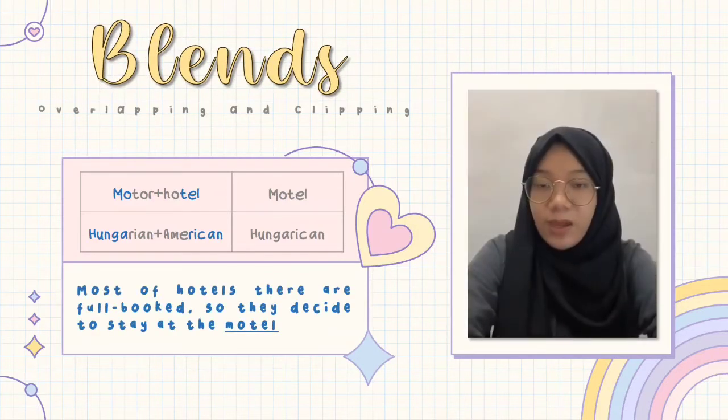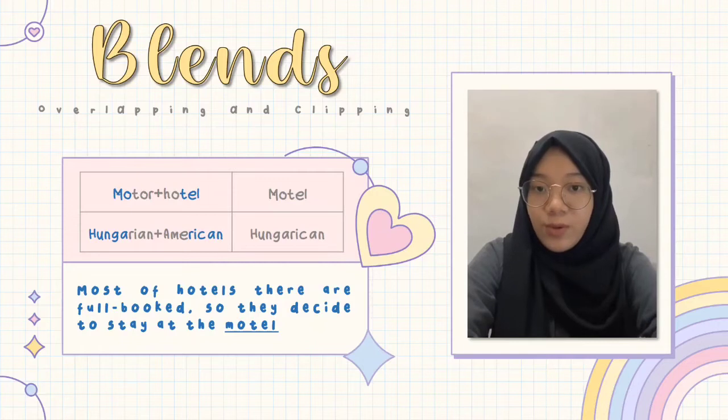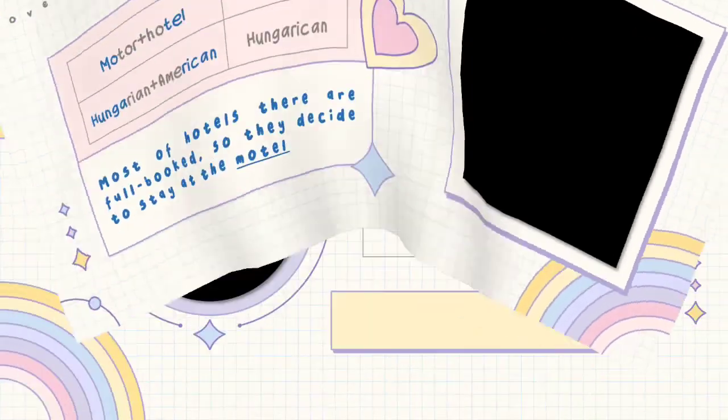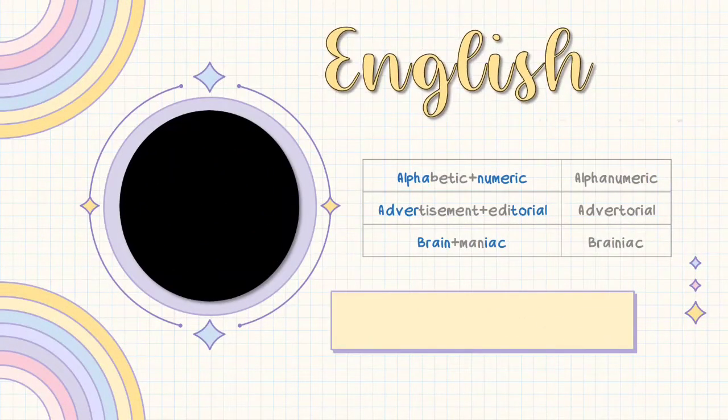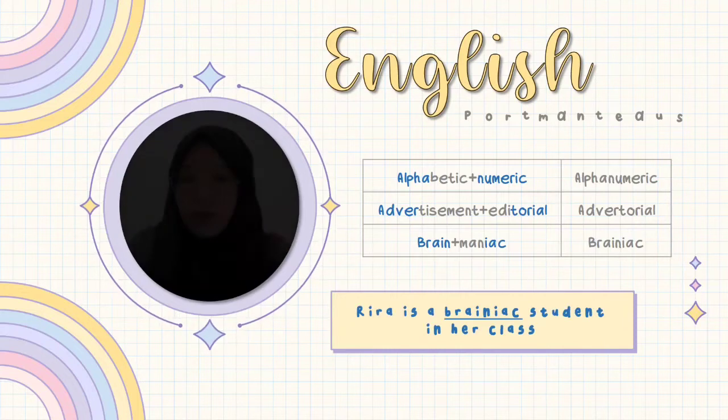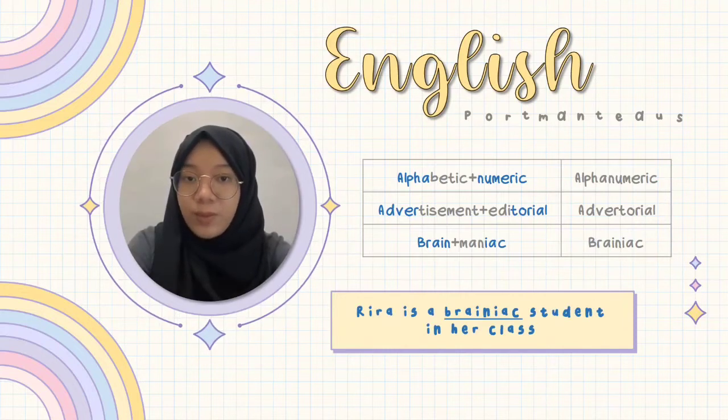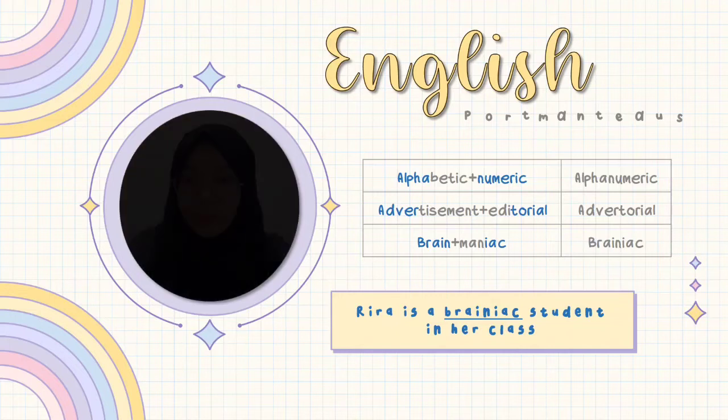Next is overlapping and clipping. For the example, motor plus hotel can be motel. Hungarian plus American can be Hungarican. For the example of the sentences: most of the hotels were fully booked, so they decided to stay at the motel. Next we have portmanteaus. Alphabetic plus numeric can be alphanumeric. Advertisement plus editorial can be advertorial. Brain plus maniac can be brainiac. For the example of the sentences: Rina is a brainiac student in her class.